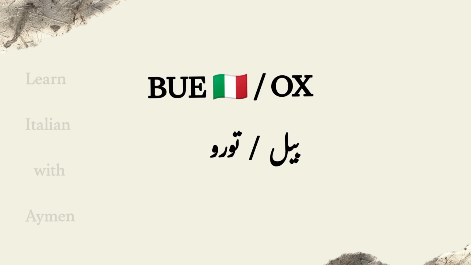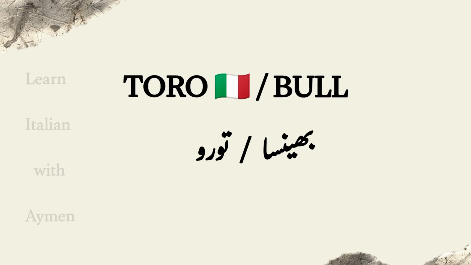Mucca. Next is ox, and the Italian word is bue. Bue. For ox, the Italian word is bue. And for bull, the Italian word is toro. Toro. For bull, the Italian word is toro.